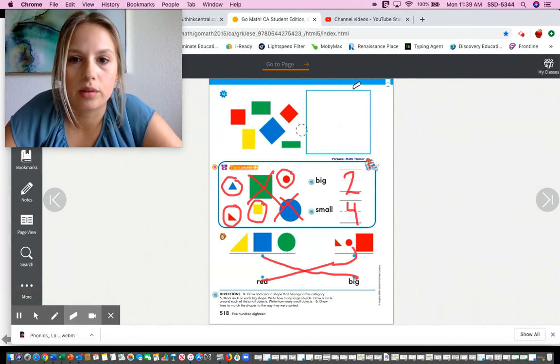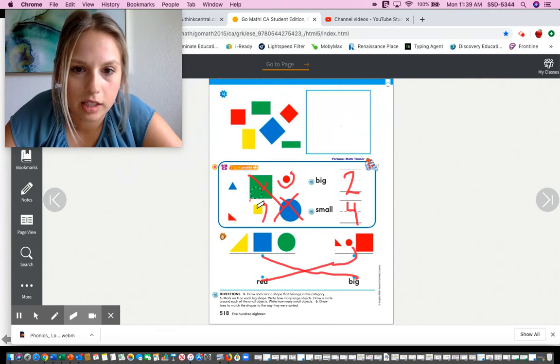Nice job. Take your Post-it or your bookmark. Let's flip to the next page. I think it's the last one.